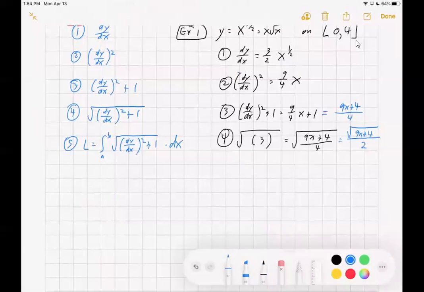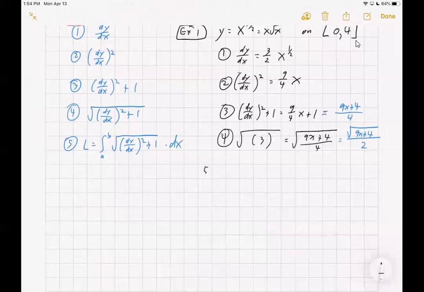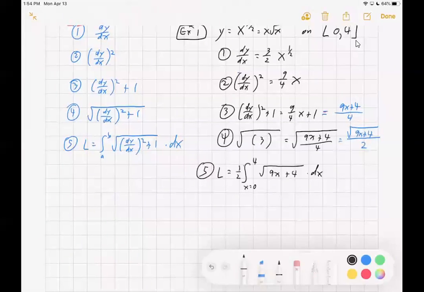In step 5, I'm now ready to write out the integral. I'm finally ready to calculate the length of the line by using the integral from x equals 0 to 4 of everything that I have in step 4. So I'll write 1/2 in front, and then I have the square root of 9x plus 4 integrated with respect to x. Now, hopefully, you recognize this is going to be a pretty easy problem to finish.